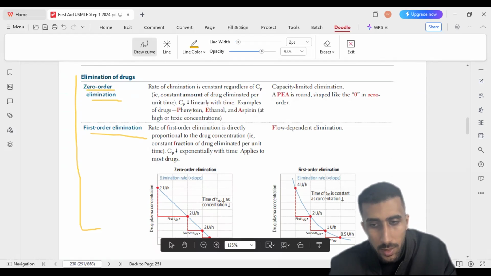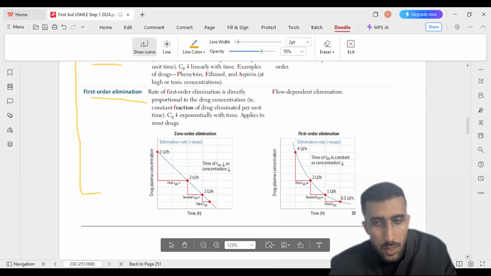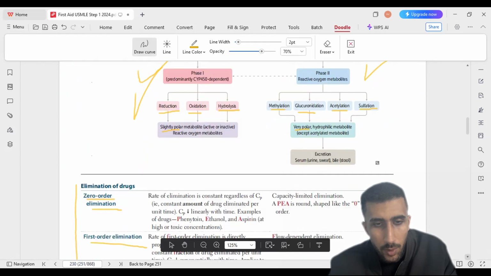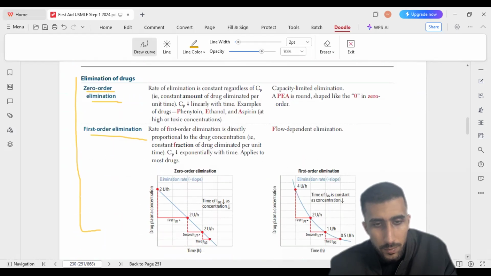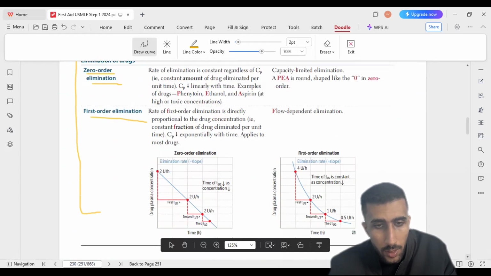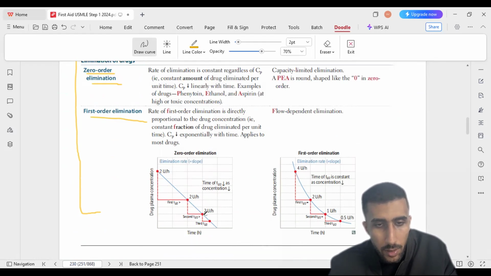Whatever the amount of the drug that there is in the plasma, there is a specific amount that can be excreted. So let's look at this graph, plotting the drug plasma concentration on the y-axis and the time on the x-axis. We will start with a high drug plasma concentration. As the time goes, it will decrease. So this is the first T half, second T half, third T half.